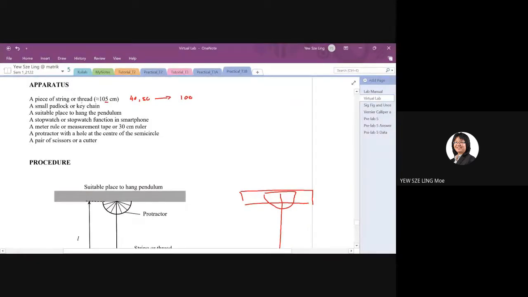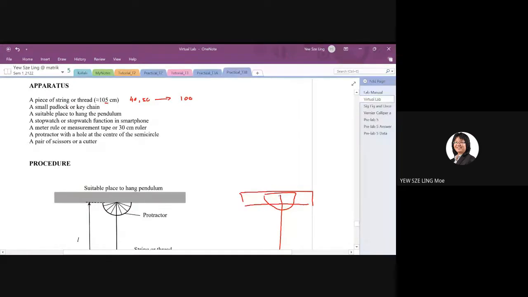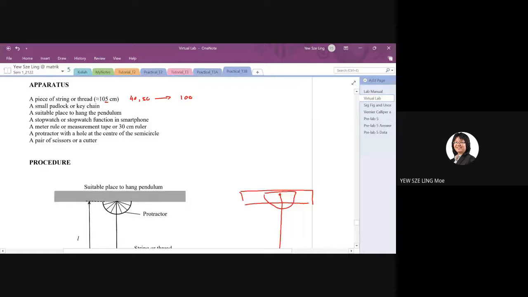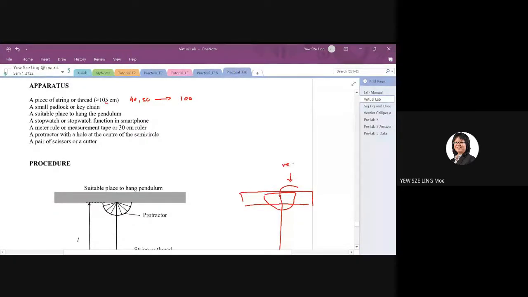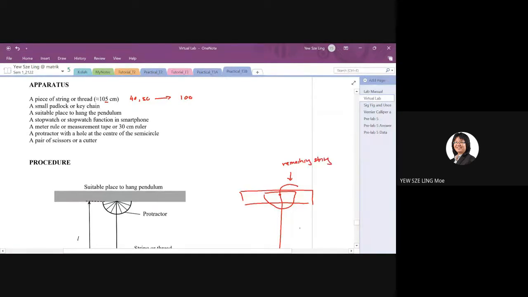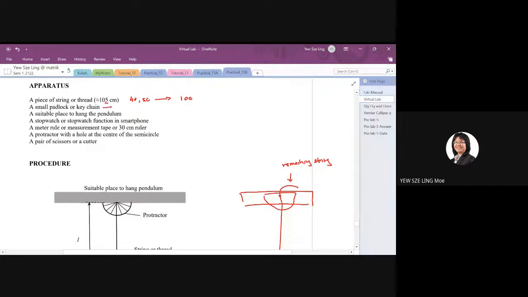Therefore, the whole experiment becomes invalid. If you look at the list of apparatus, a piece of string, you just need a piece. After you tie it, if you have additional length, you can put it on top of the rack. Just make sure the remaining string won't interfere with the oscillation. Then a padlock or a keychain or anything that is heavy but small and can be hung.